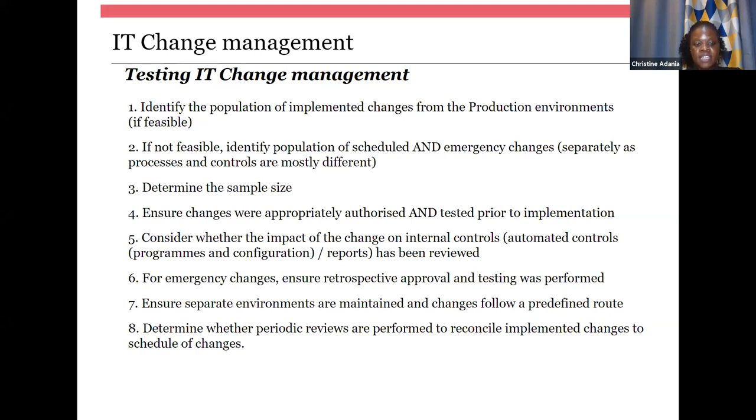And then for emergency changes, ensure retrospective approval and testing was performed. So at that time, the business might have wanted to just say, let's run this because we're time tight. We need this thing to work. We need to keep the business operating and running. But after everything has calmed down, did they perform what was needed in the first place?